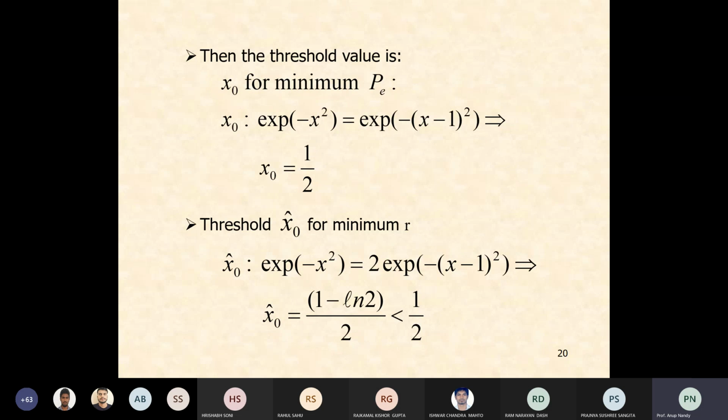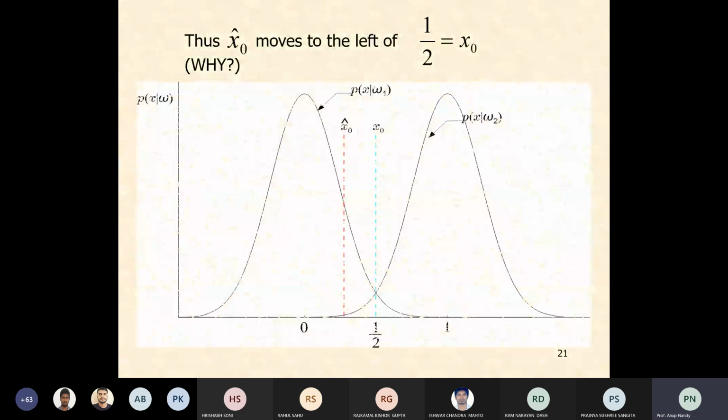If it is equiprobable, then the threshold moves to the left of half, and if it is not equiprobable, then this threshold is moved to either the left or right based on the conditions, that is, whether the prior probability P(ω1) is greater than or less than P(ω2). If you just expand this region in which we decide which are the most probable classes, this is the case that you could have.